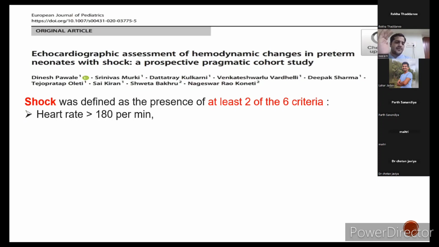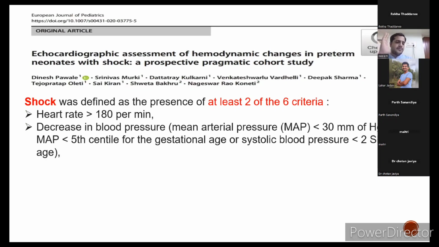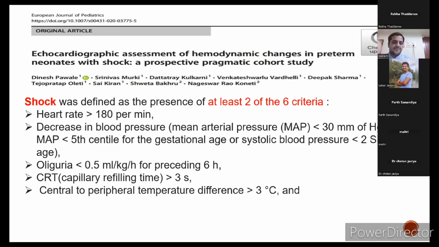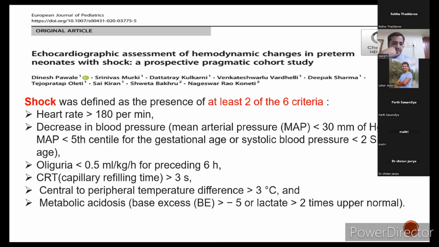So what they told is a heart rate of more than 180, a decreased BP which may be less than 30 mmHg, or a BP less than the fifth centile for the gestational age, oliguria of less than 0.5 ml per kg per hour in the preceding 6 hours, a CRT of more than 3 seconds, a core peripheral temperature difference of more than 3 degrees Celsius, and metabolic acidosis with a base excess of more than -5, or lactate more than 2 times the upper limit of normal. Taken together, these are the six parameters. If any two of these six criteria are present, we can label the baby as having shock.